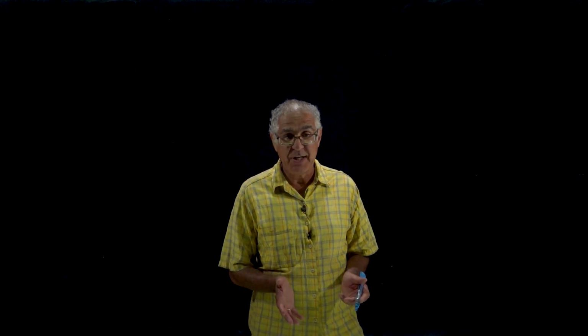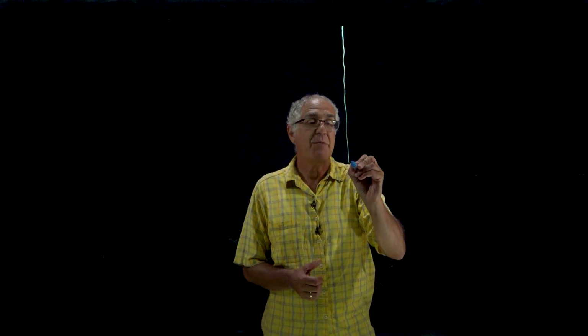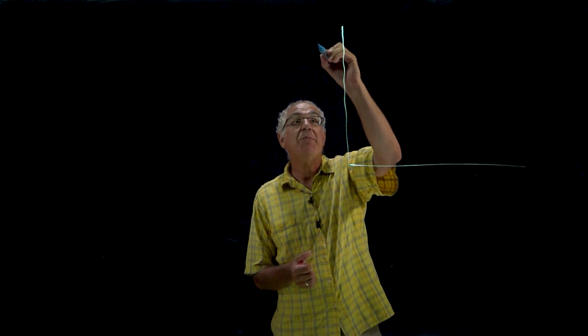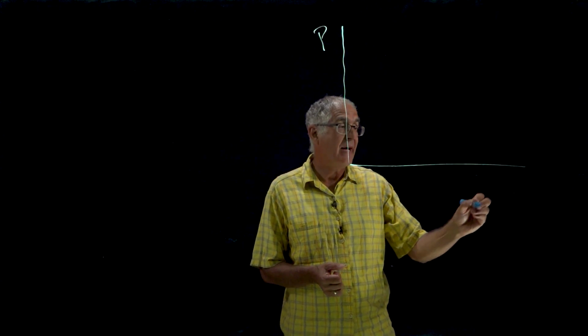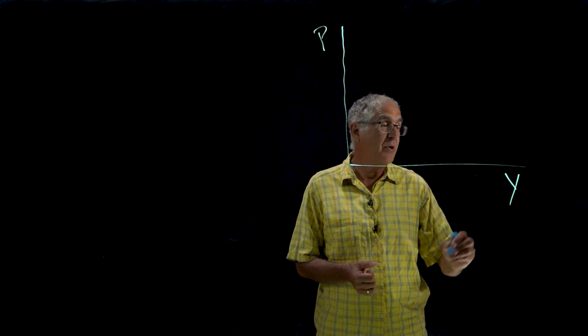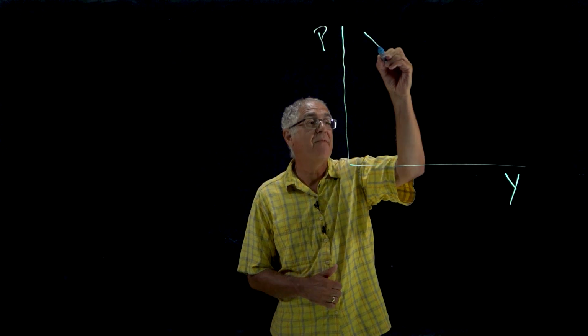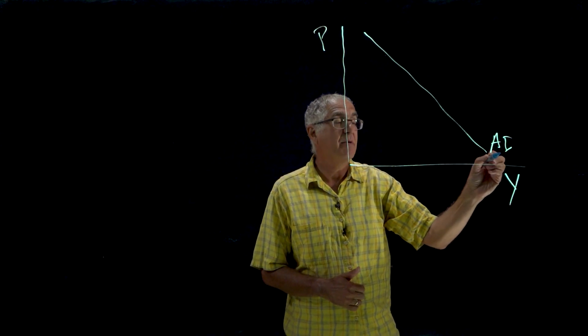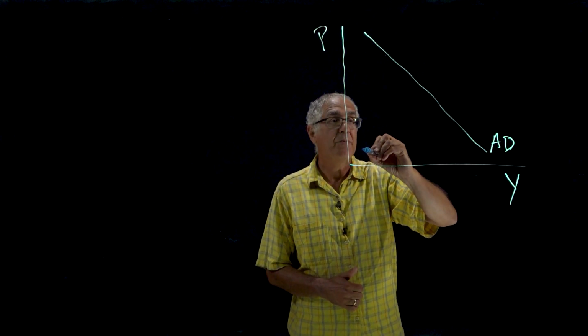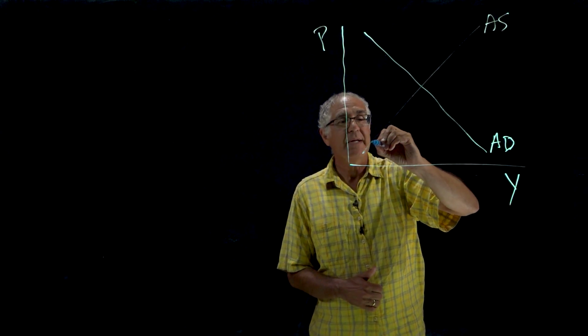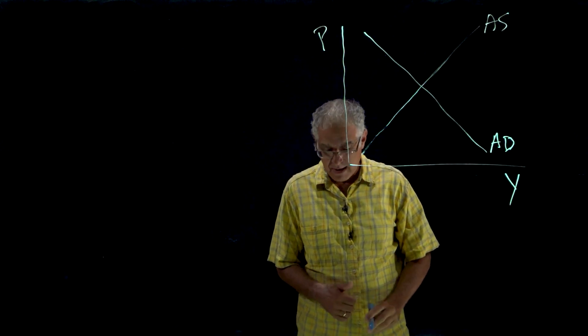We'll begin by talking about expansionary fiscal policy. Let's draw an aggregate demand, aggregate supply curve that represents that situation. We'll put price, denoted by P, on the vertical axis, and real income or real GDP, denoted by Y, on the horizontal axis. We'll have our downward sloping aggregate demand curve and an upward sloping aggregate supply curve.